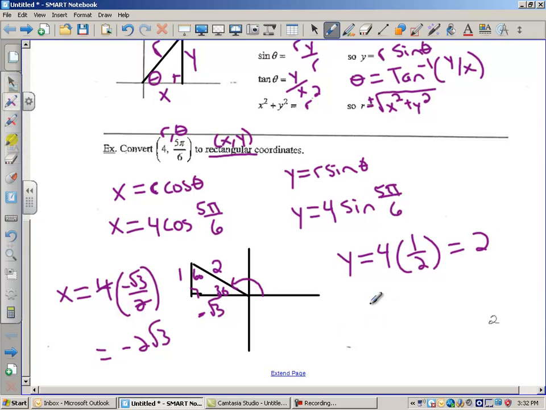So here is my answer in rectangular coordinates. Negative 2 square roots of 3. I don't know why I put a comma there, so I'm going to erase that. I was already ready to do my y coordinate. Negative 2 square roots of 3, comma 2. So we've converted that into rectangular coordinates. That's an x and that's a y.